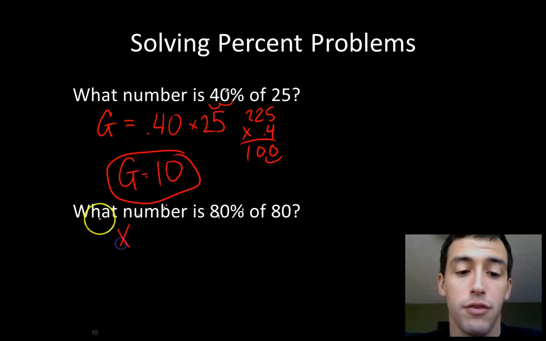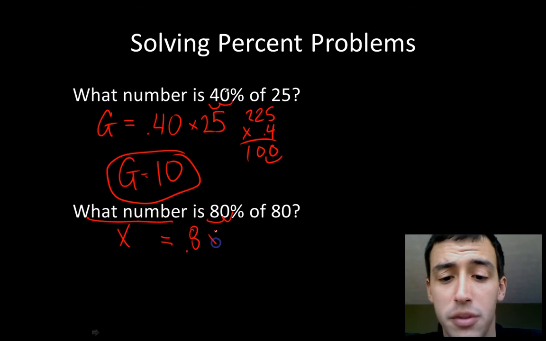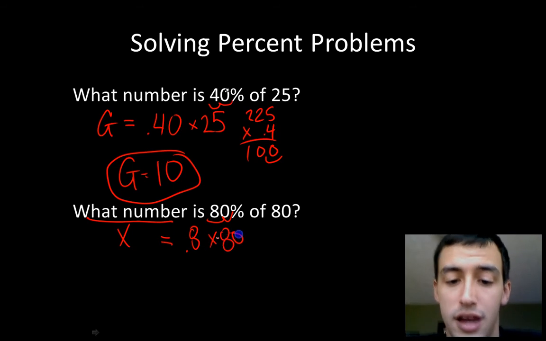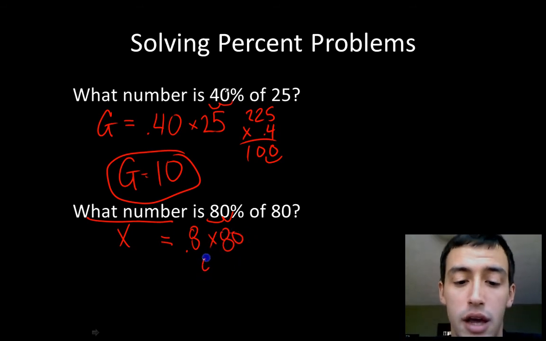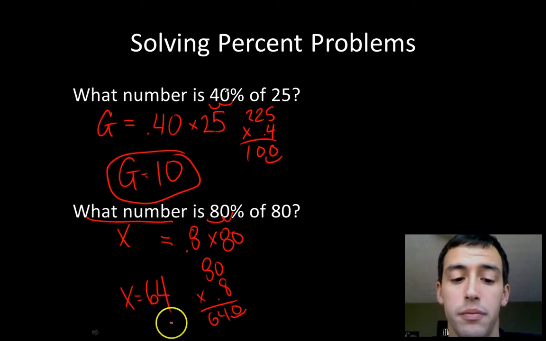Next one. What number is 80% of 80? So x for what number. Is means equal. 80%, move that decimal over twice, you get 0.8 or 0.80. Of means to multiply, 80. So we go 80 times 0.8, 64. Move that decimal over once, and you get x is equal to 64.